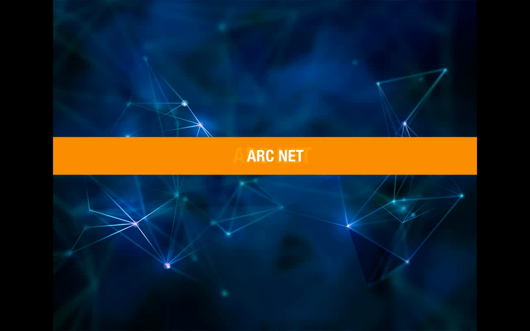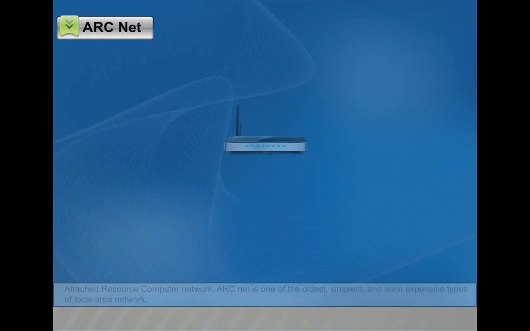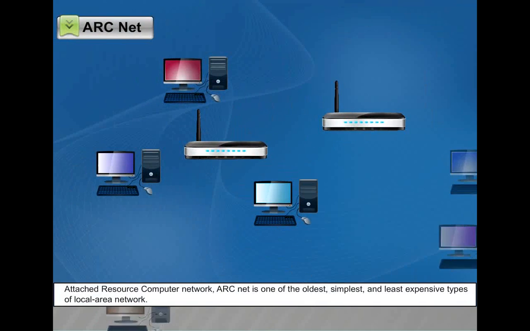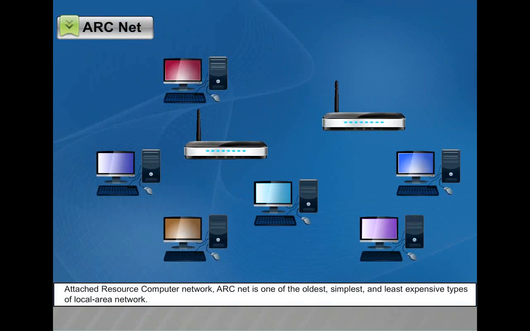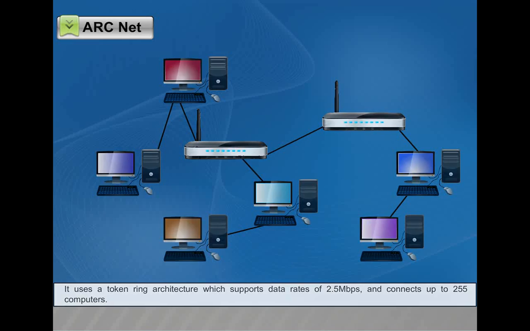ARCNET. In this video, we are going to see about ARCNET. Attached Resource Computer Network. ARCNET is one of the oldest, simplest and least expensive types of local area network. It uses a token bus scheme for managing line sharing among the systems and other devices connected on the LAN. It uses a token ring architecture which supports data rates of 2.5 Mbps and connects up to 255 computers.